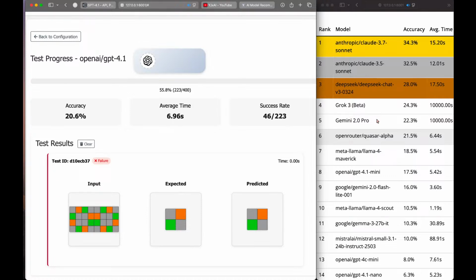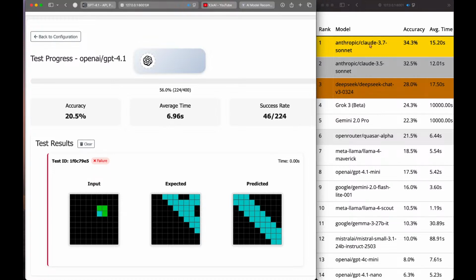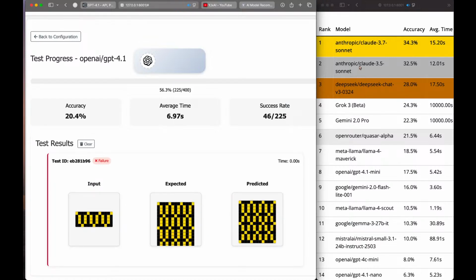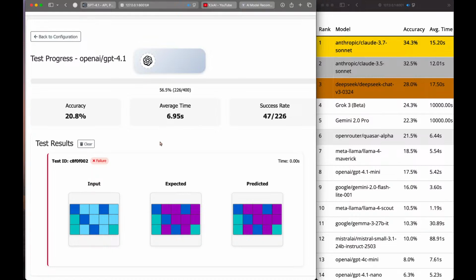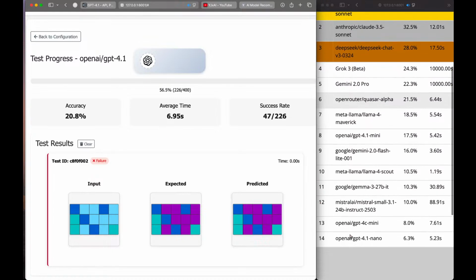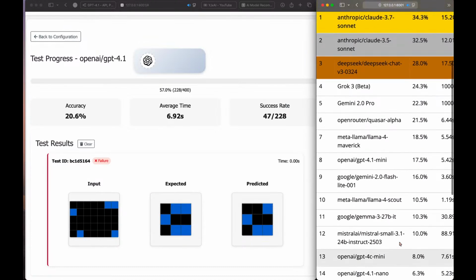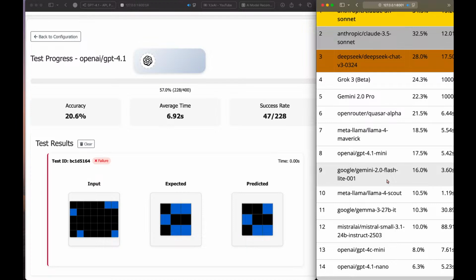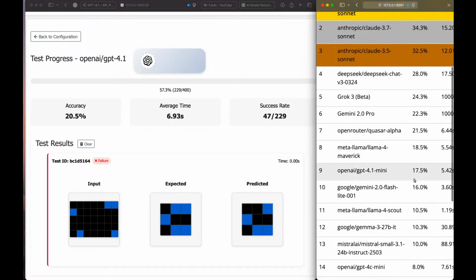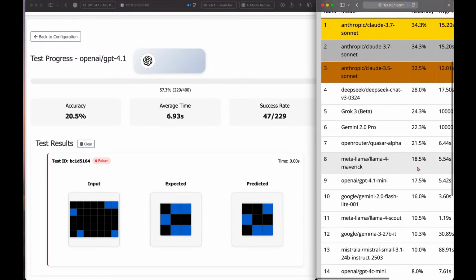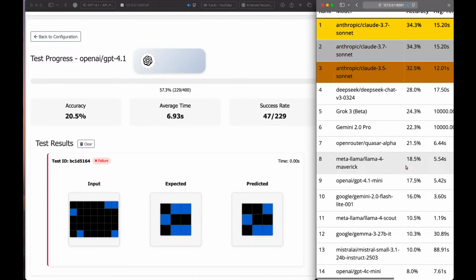This is the public test of ARC AGI. We are testing the raw intelligence of the models. As you can see, the ranking is pretty much good and aligns with the general perception of people of what they think should rank first or second. So we have tested GPT 4.1 Nano. You can see it has landed at the very bottom with 6.3%, and we have the mini version, GPT 4.1 mini, and that has ranked at 17.5%, and currently we are testing the biggest model.